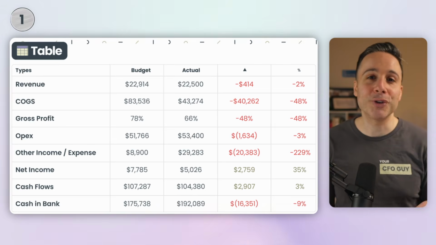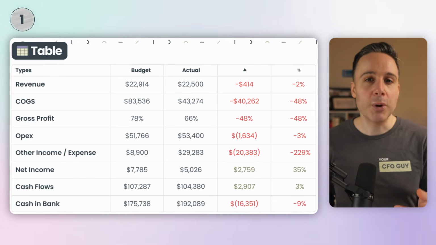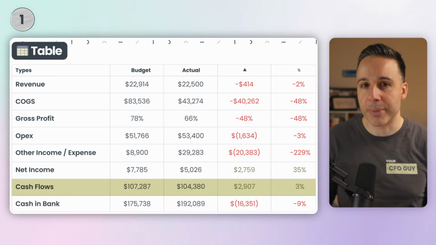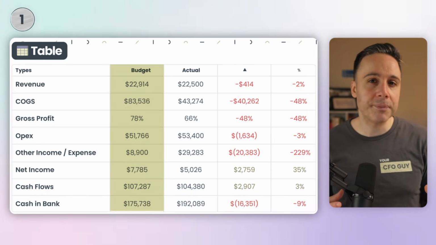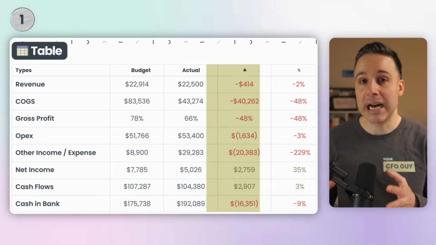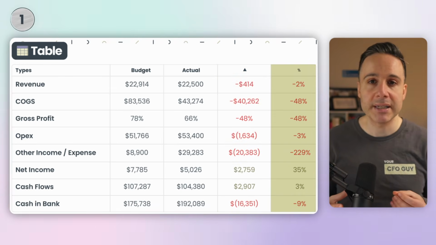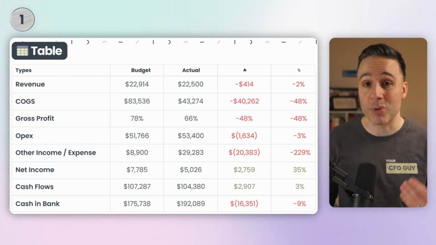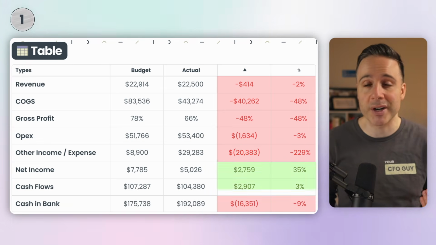So now that we're familiar with how to present a budget versus actuals, let's go over 8 creative ways that we can showcase them in Excel. All right, first up, we got a good old-fashioned table. Now again, notice that I have the key areas of the profit and loss. I also have some cash flow metrics. Then I show the budget, actuals, dollar variance, and percentage variance. Now, if you want, you could also use some conditional formatting to put in red bad variances versus good variances.